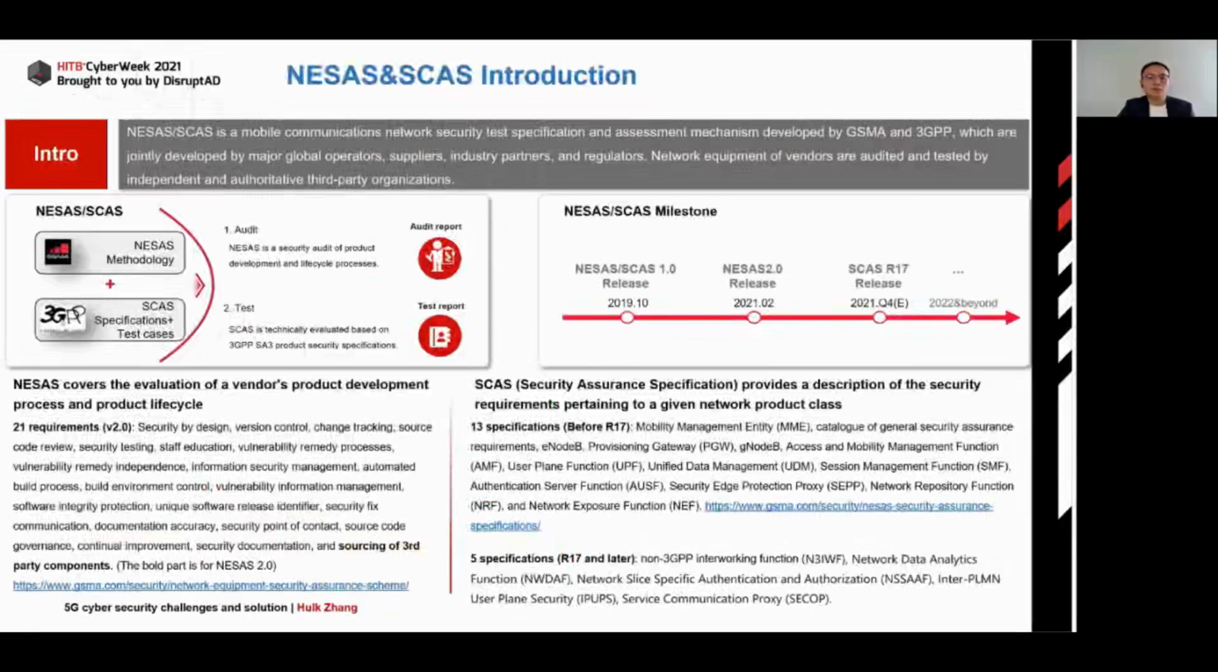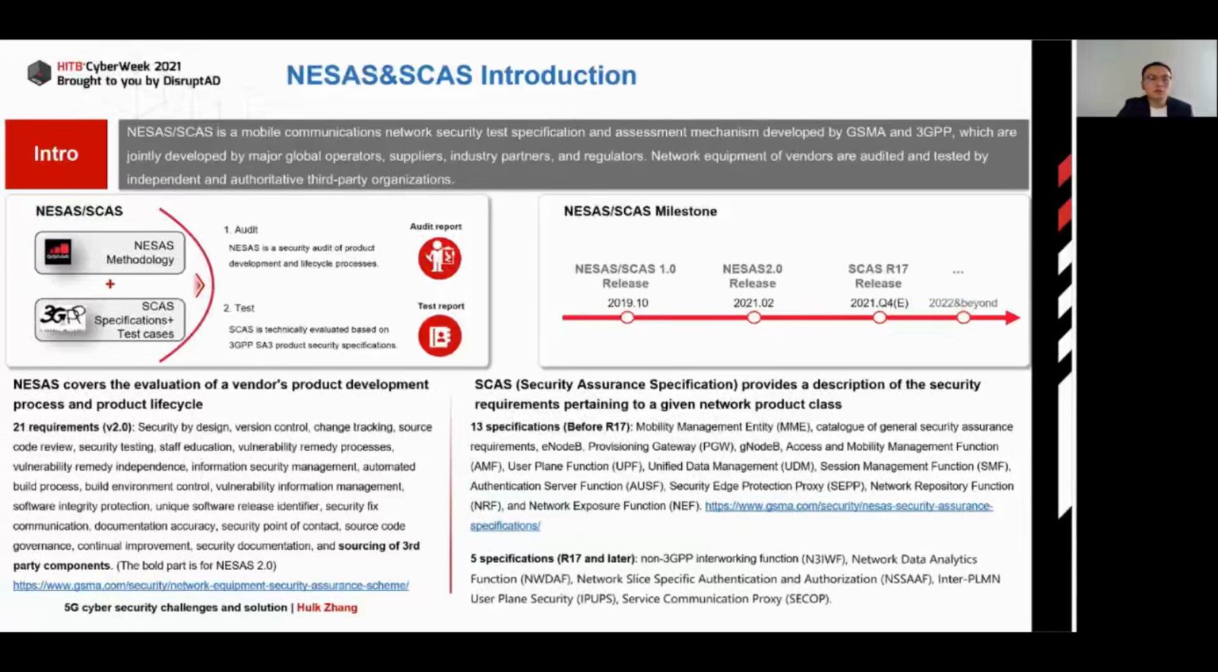As we mentioned very early, it is still needed to understand some security assurance or security assessment methodologies, so that we can make sure, and externally say, okay, our network equipment is secure. Nowadays, there are some good frameworks. One is NESAS and the other is called SCAS. They are mobile communication network security test specifications and assessment mechanisms developed by GSMA and 3GPP, which are jointly developed by major global operators, suppliers, industry partners, and regulators. The network equipment of vendors is audited and tested by independent and authoritative third-party organizations.